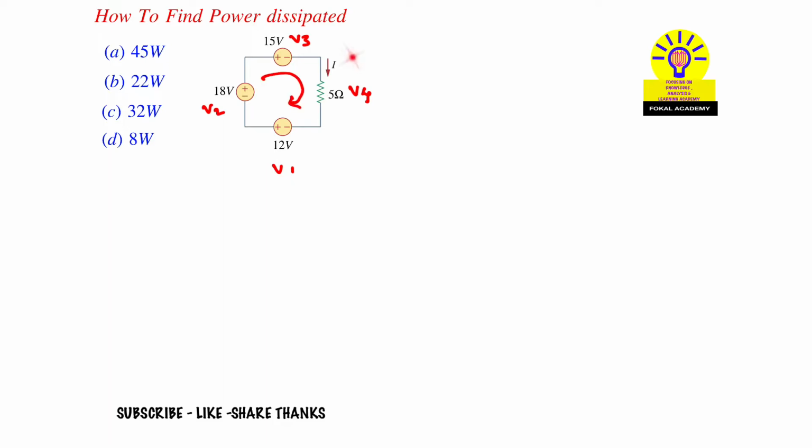First of all find the current I, then we can easily find the power dissipation in the 5 ohm resistor. So here only one loop is there. Now we can apply KVL. So according to KVL, the sum of all voltages in that loop is equal to 0. So that is V1 plus V2 plus V3 plus V4 equal to 0.